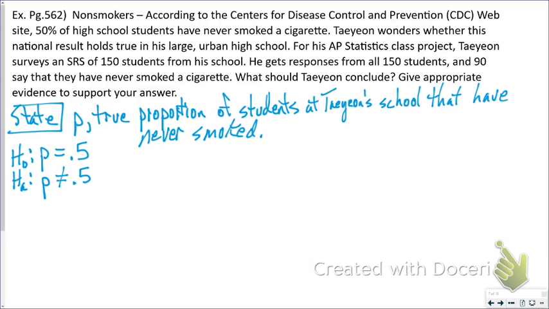I don't see an alpha, a level of significance, so I'm going to say let alpha equal 0.05. And that number is totally up to you. You could let it equal anything you want.